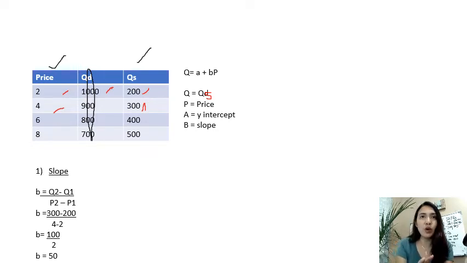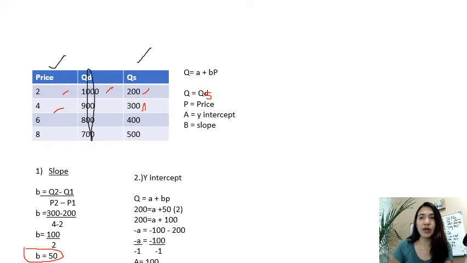So you apply what you have extracted here in the formula of the slope. So 300 minus 200 over 4 minus 2, you have 100 over 2, and the slope is positive 50. It's positive because the relationship between price and QS is direct.